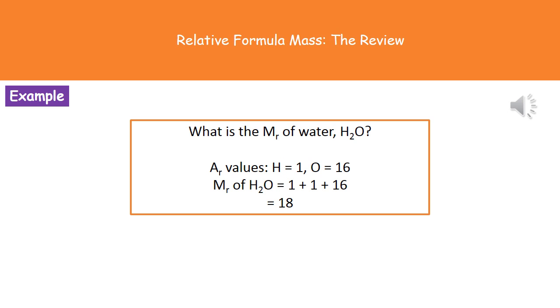So we've got 2 hydrogens which have an atomic mass of 1, so it's going to be 1 plus 1 and 1 oxygen there plus 16. So that gives us a relative formula mass of 18 for water.